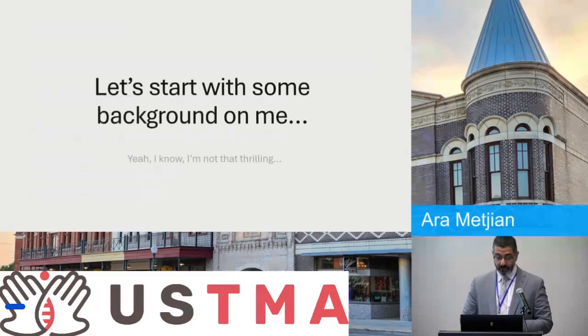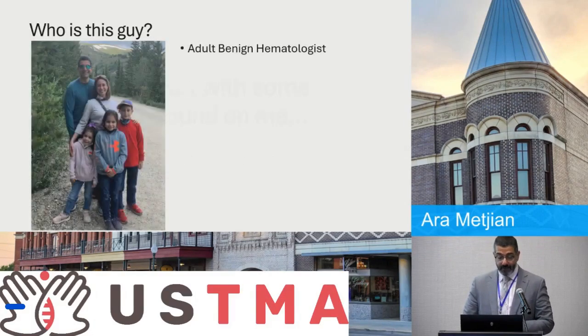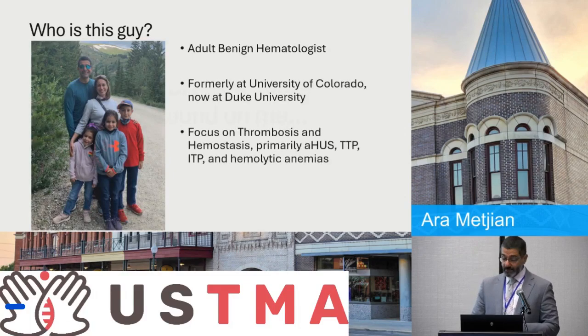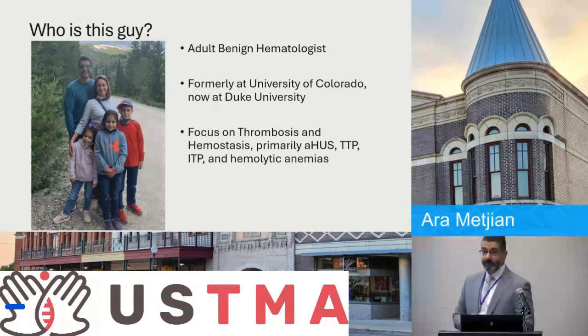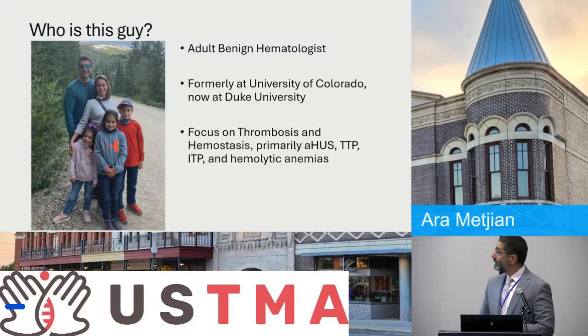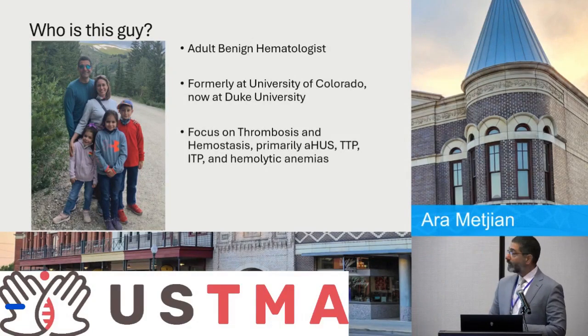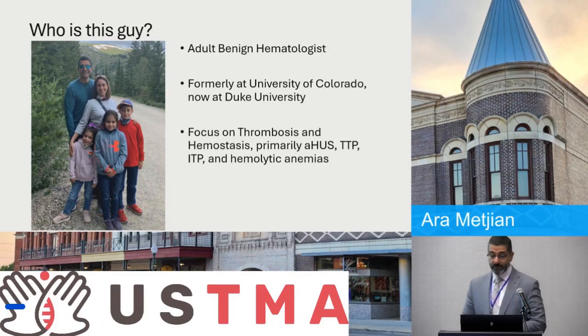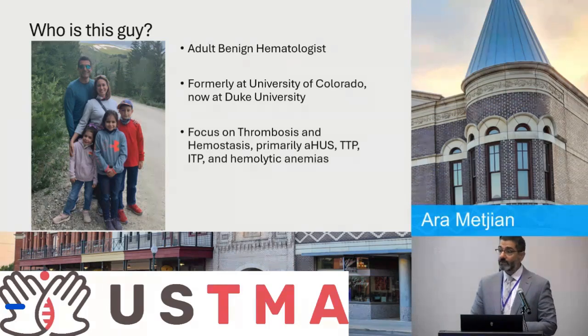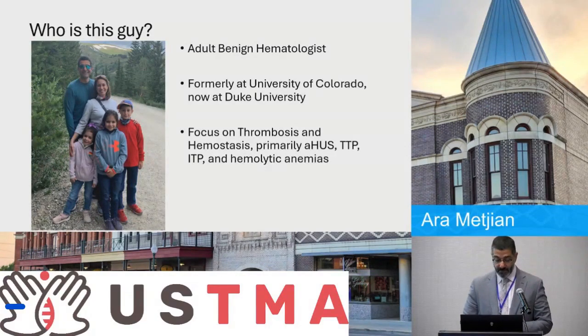We'll start, instead of on aHUS, with a little bit on me. I'm an adult benign hematologist. I was at the University of Colorado, so it's good seeing my old patients from there. And I'm now at Duke University, where I focus primarily on hemostasis and thrombosis and what I consider immune hematology: aHUS, TTP, ITP, and hemolytic anemias.